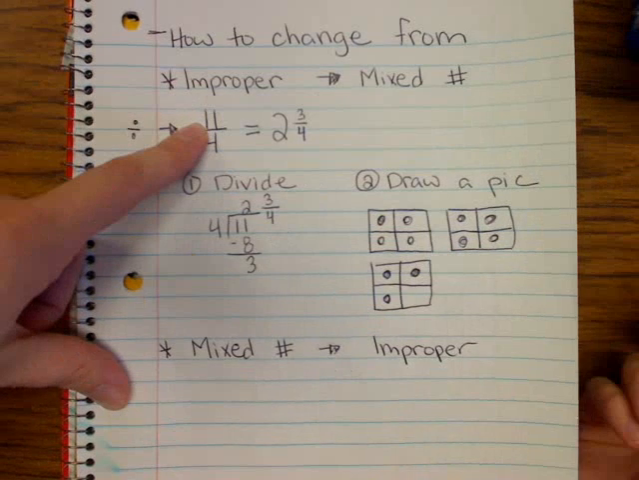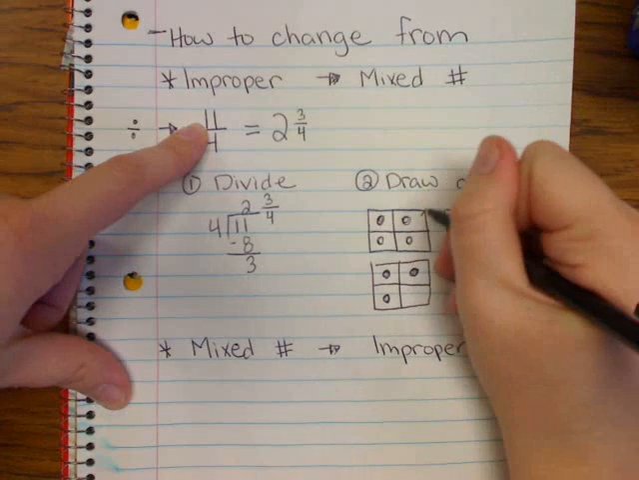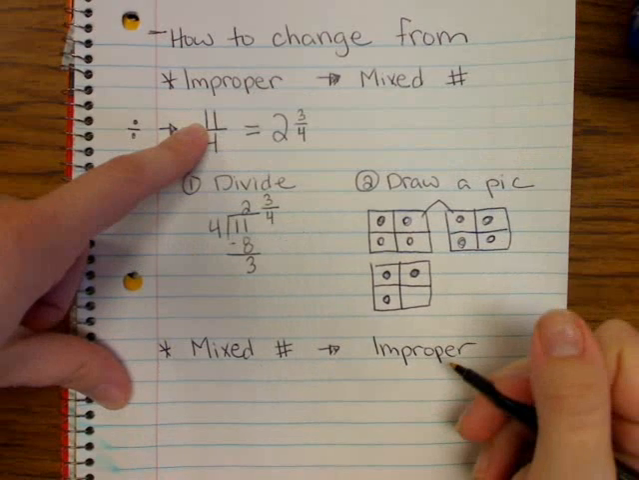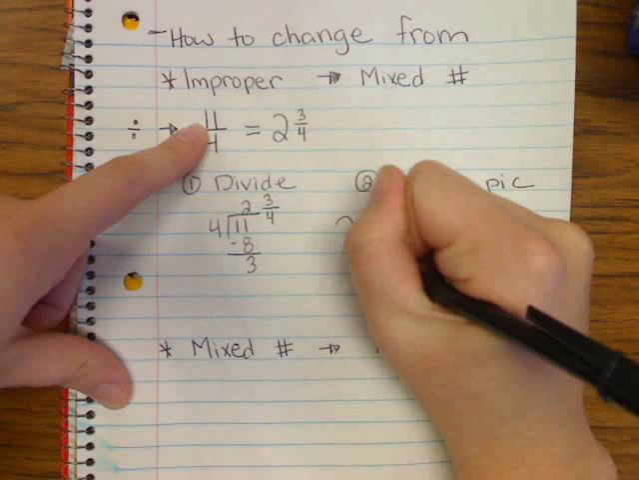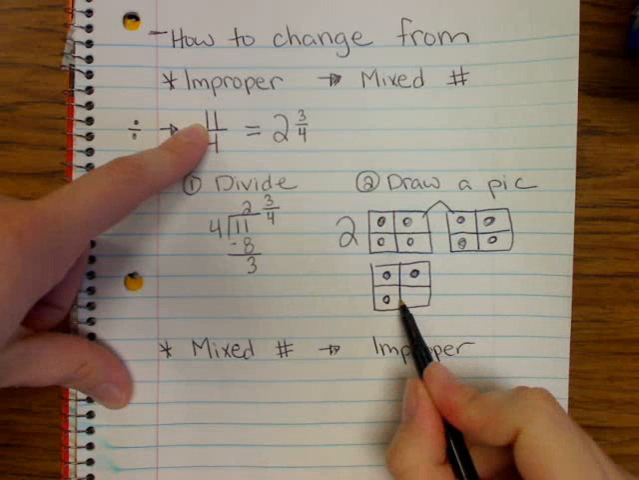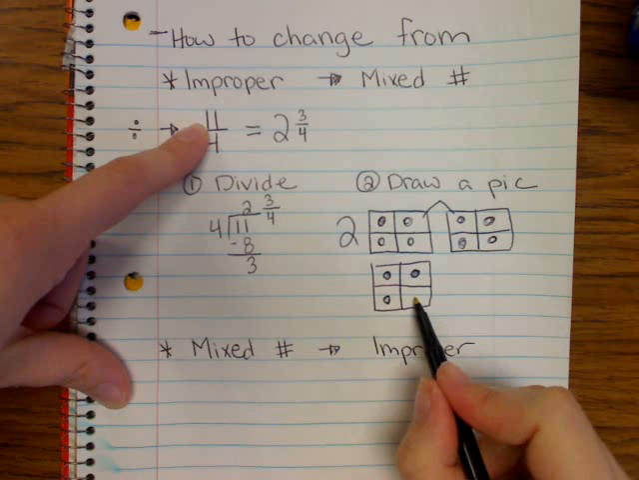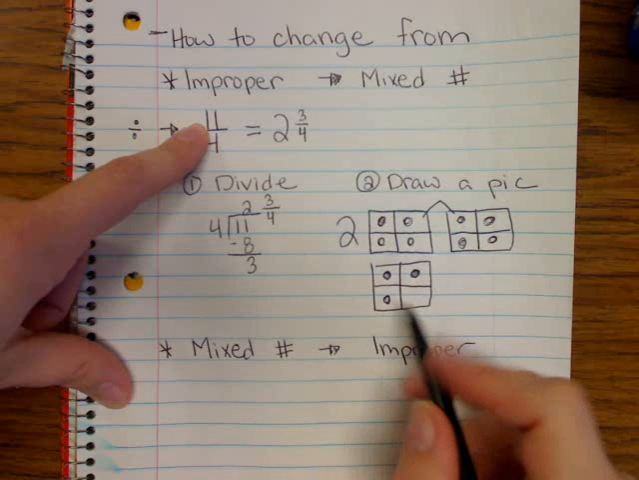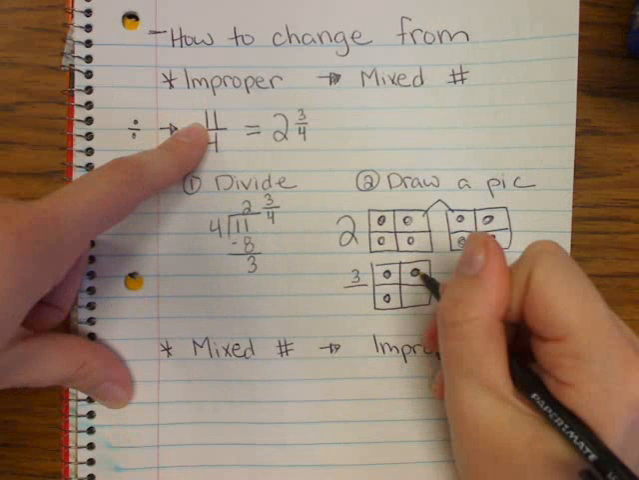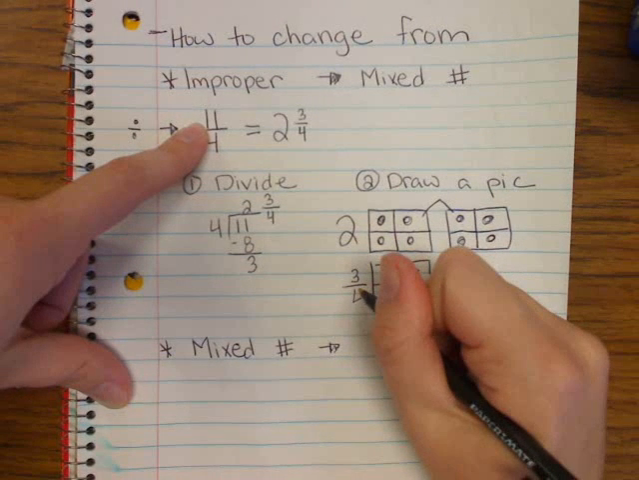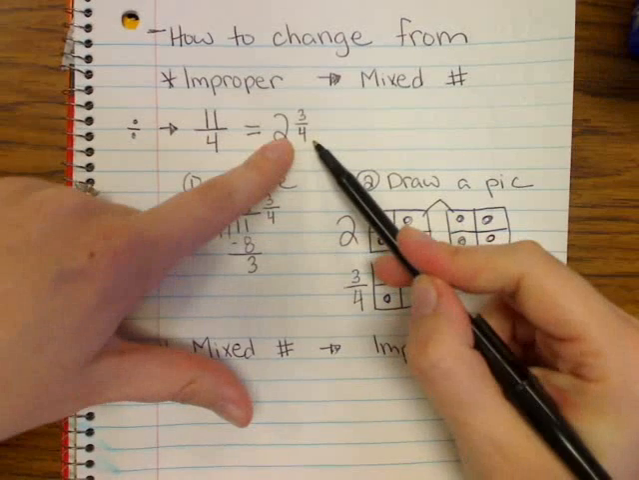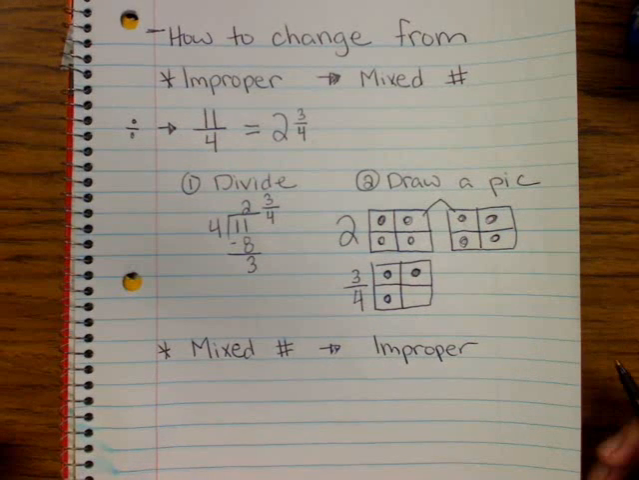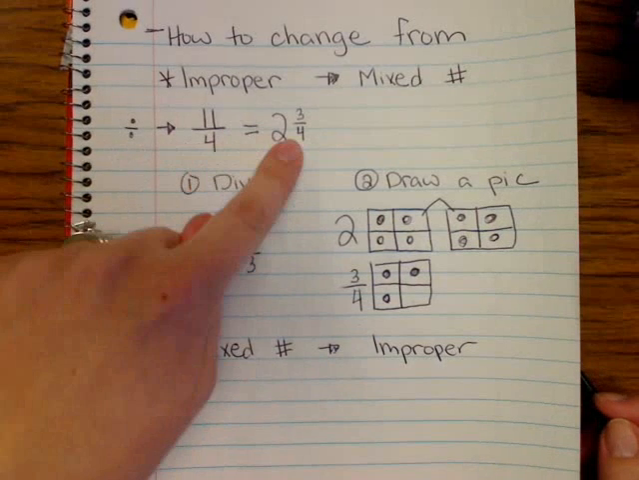And then after you draw your picture, let's go back and look at it. How many are completely colored in all the way? There's 2 of them that are completely colored in all the way, so that's our 2 wholes. This one is not colored in all the way, so we have to write a fraction for it. How many are shaded? 1, 2, 3. Out of how many are in that whole? 4. Put those 2 numbers together and you get 2 3/4. So that's how you change an improper fraction to a mixed number.